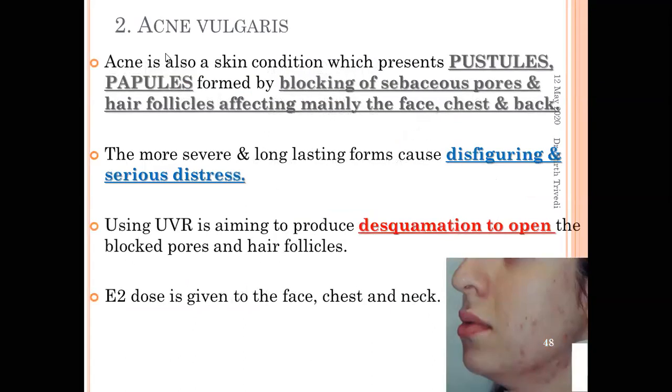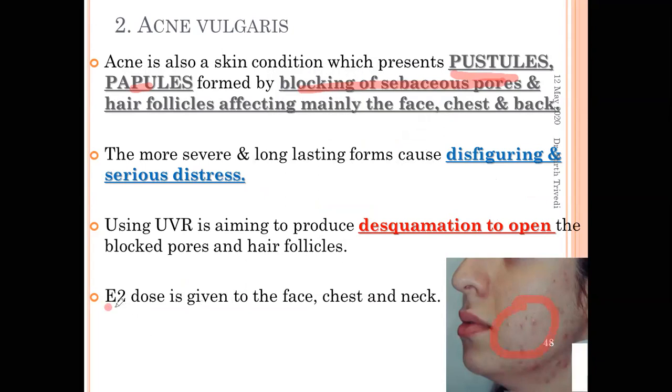Second one is acne. Acne is also a skin condition characterized by papules, pustules, and comedones. So comedones are then converted into papules and then pustules. It is a skin condition with the presence of pustules and papules formed by blocking of sebaceous pores. These acne conditions are generally seen on the face and upper back.